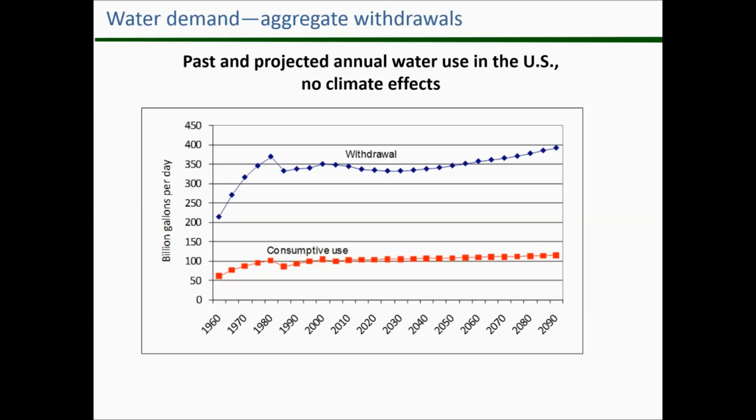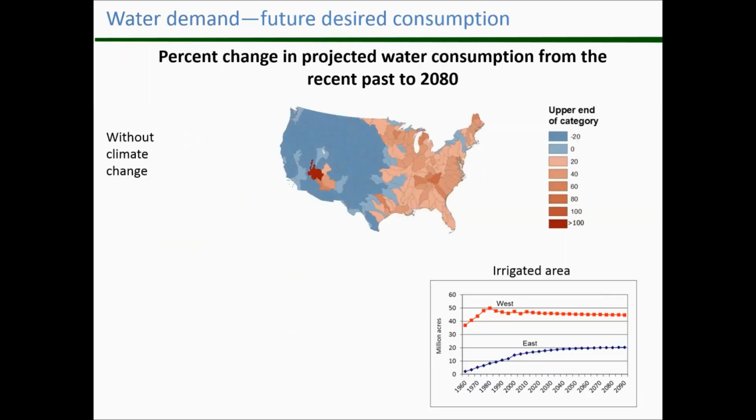I need to make clear that water consumption is a small percentage of total water withdrawal. In most sectors, most of the water that is withdrawn returns to the stream and is then available for use by someone else. So in our modeling of water demand, we are focusing only on water consumption. Here's a map showing the percent change in water consumption from the recent past to 2080, or to a multi-year period centered at 2080, showing, perhaps surprisingly, decreases in water consumption over much of the West and increases in much of the East.